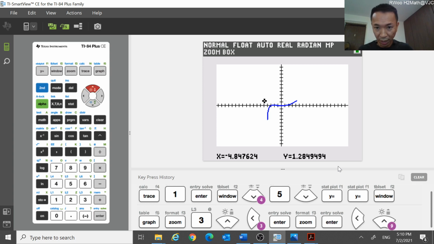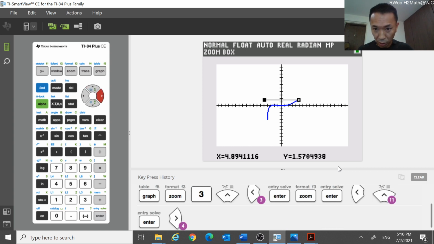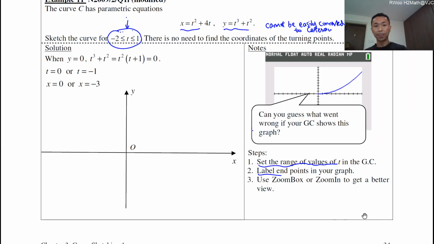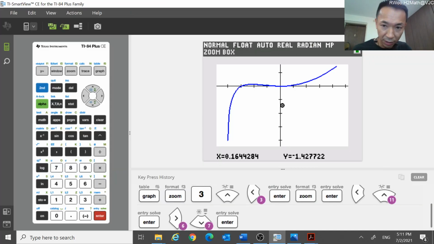How? You go to one corner that you want to start, you press enter, and you draw a box. And you press enter again. You realize that very nicely done, you have this. Now, let's remember this shape. We go back to the question. Because there are fixed endpoints here, t can only take -2 to 1. You realize that the graph actually gets chopped off here. There are what we call endpoints. These are critical. Or you get chopped off here. These points are what we call endpoints. They are critical. You need to label them.